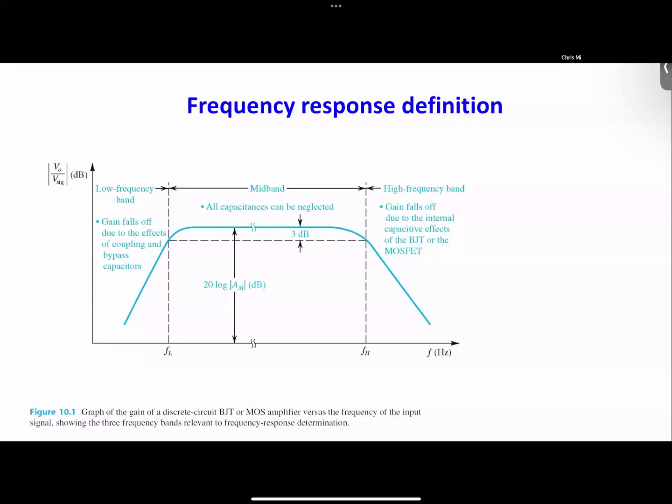Again, 3 dB is 20 log 0.707, and 0.707 is -3. So from here to here, it drops -3, and we call this 3 dB. So if this is 0, this is -3. It corresponds to 1/√2. Okay. And this is a beautiful number.